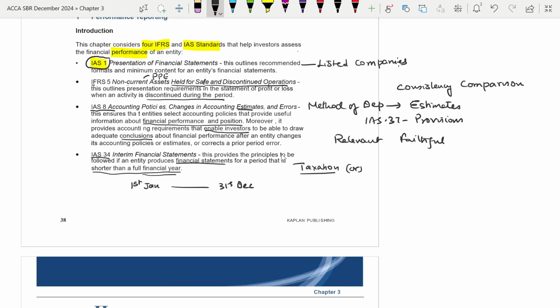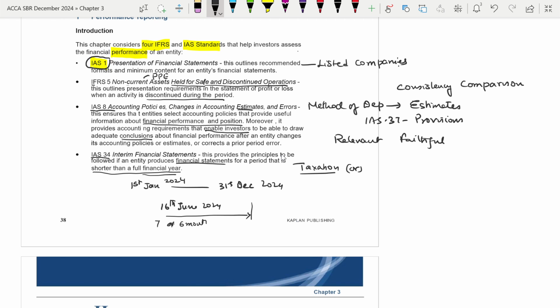Assume a company has started its business on 16th June 2024. Is it right? Now, what happens? Definitely, they will not complete the full 12 months. There is an option: either you take the next 6 months, or you take the June month also. June is also considered as a full month, then you will say that this is going to be 7 months.